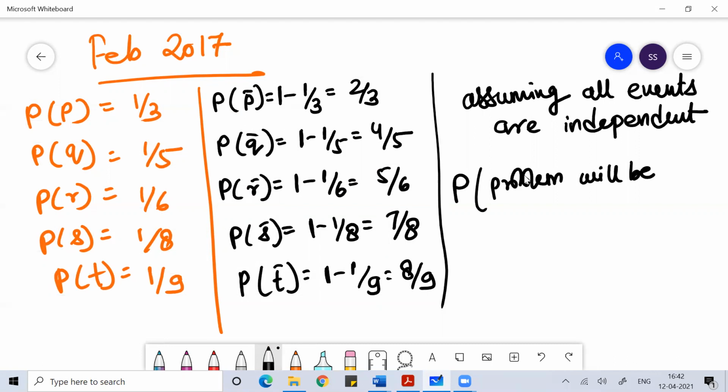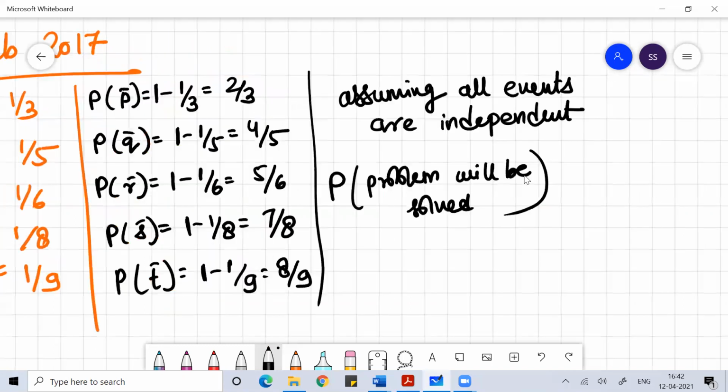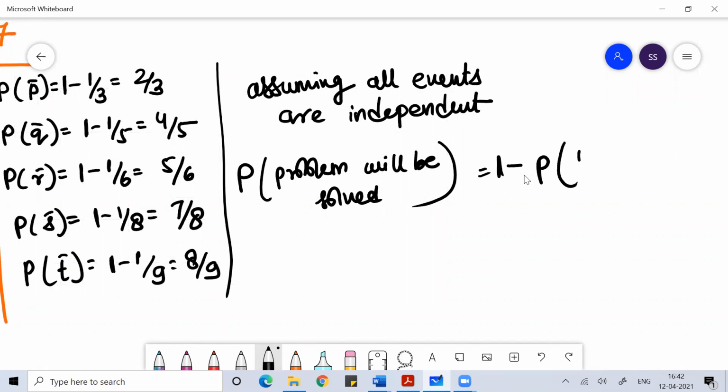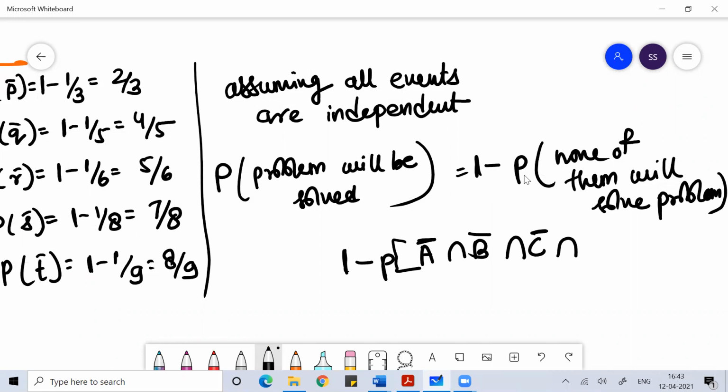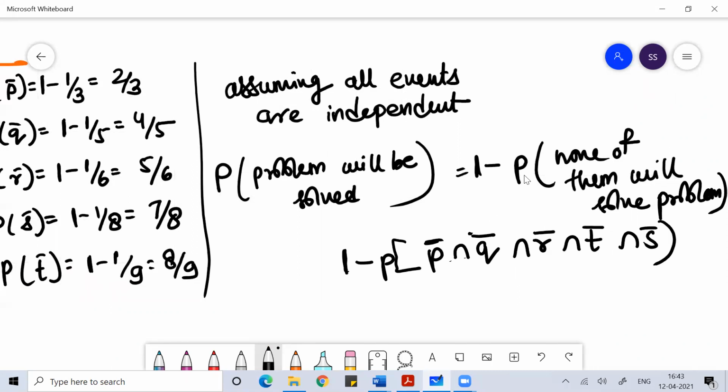if I ask you what is the probability that the problem will be solved, this is equal to 1 minus the probability that none of them will solve the problem. None of them will solve the problem means P is not solving the problem, intersection Q is not solving, intersection R is not solving, intersection S is not solving, intersection T is not solving. That is what they are asking you, because they are independent events.